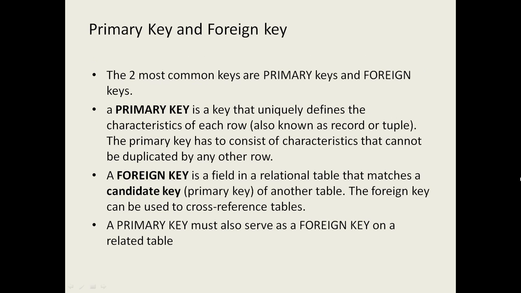So when you create relationships with tables, you essentially link them through the keys that they own. For example, there are two fundamental keys in a database. One is the primary key that uniquely identifies the characteristics of each row, and then a foreign key on a separate table that identifies the matches from the primary key. Okay?